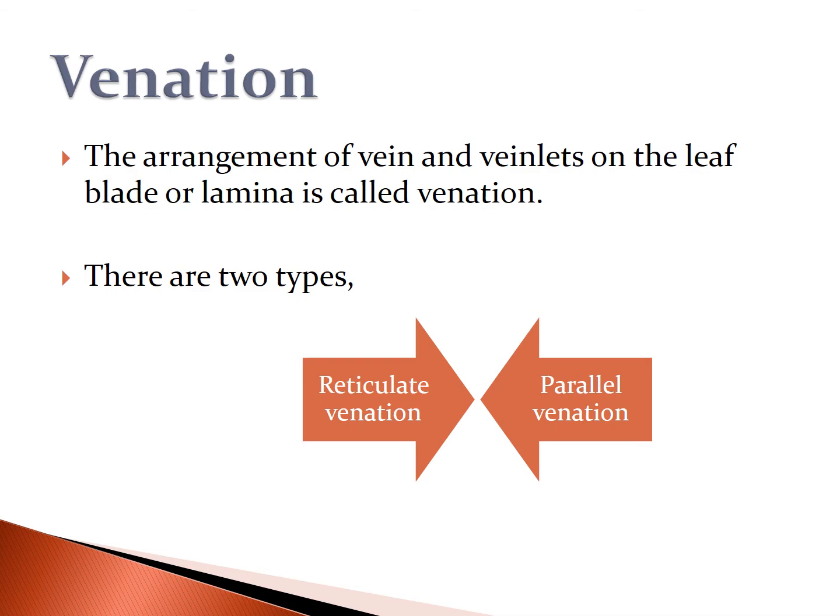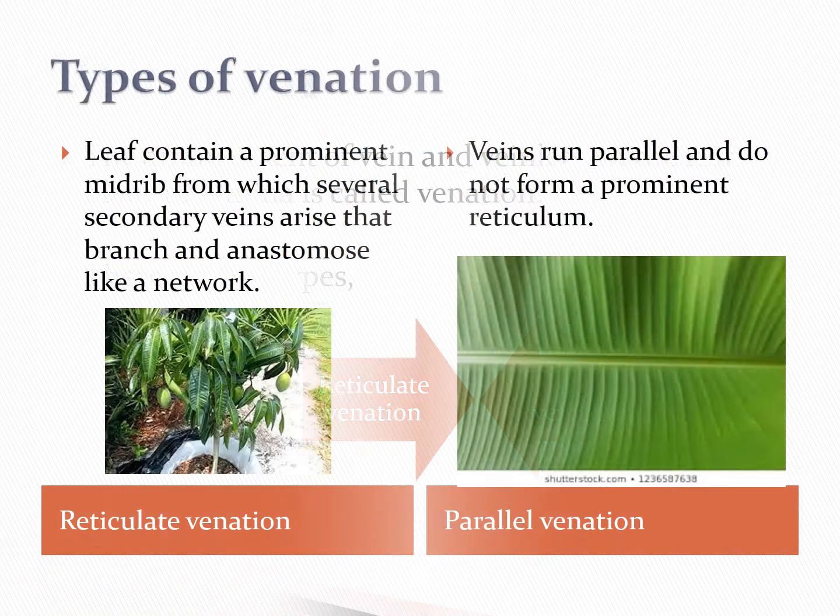There are two types. One is reticulate venation. Another one is parallel venation. Reticulate venation and parallel venation are similar, but with a little variation. Now we are going to see about reticulate venation and parallel venation. Look at this picture. The first picture is reticulate venation. The second picture is parallel venation. Can you understand the difference between them?